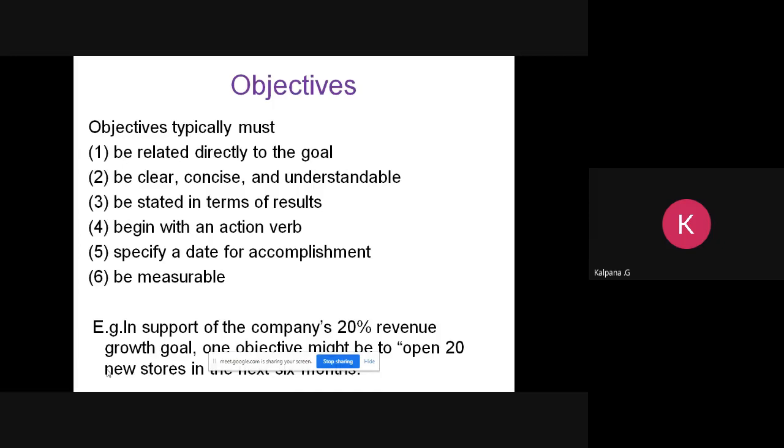It could be an approximate time span. For an objective, it should be an accurate time span that should be given. Then followed by, it should be measurable. We are going to assess the objectives.